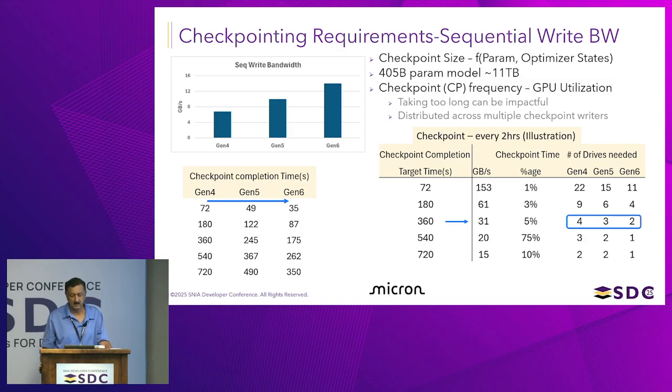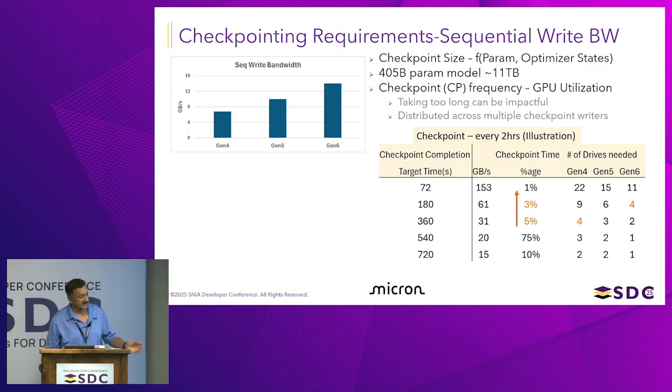And clearly you can see that in this particular example, if you look at, say, a checkpoint completion time of 360 seconds, about 6 minutes, with just 5% utilization of that 2-hour period, you can get the task done with half the number of Gen 6 SSDs versus Gen 4. Another way to look at it is if you complete the checkpoint with a Gen 6 SSD, you can do it in half the time. And so that has benefits because now you freed up more time at the GPU level.